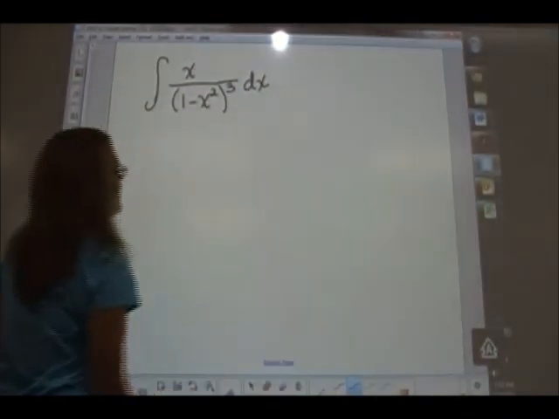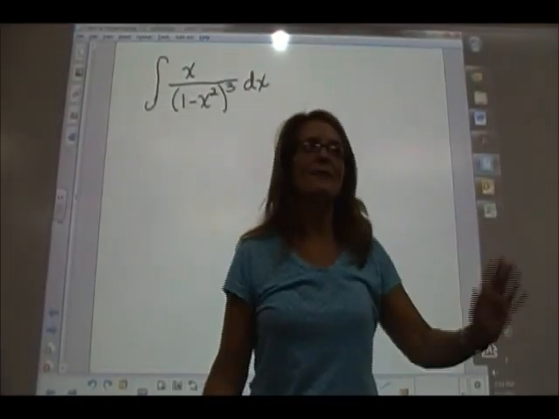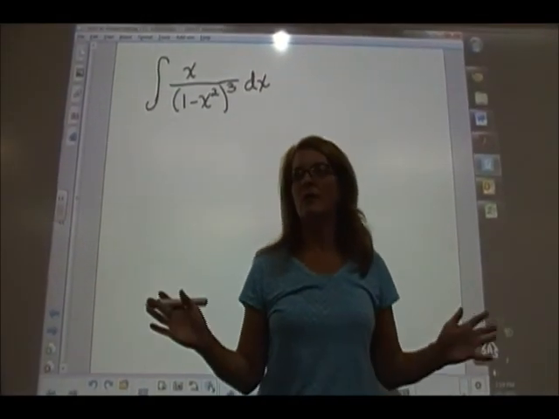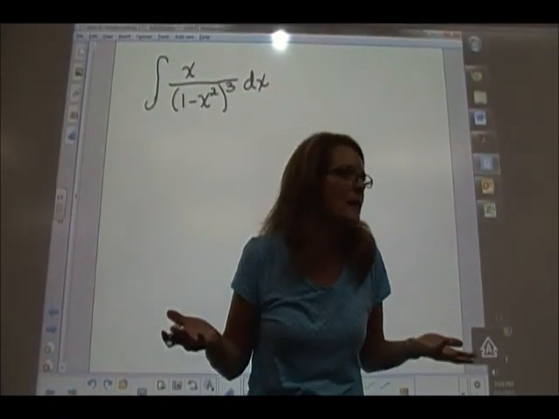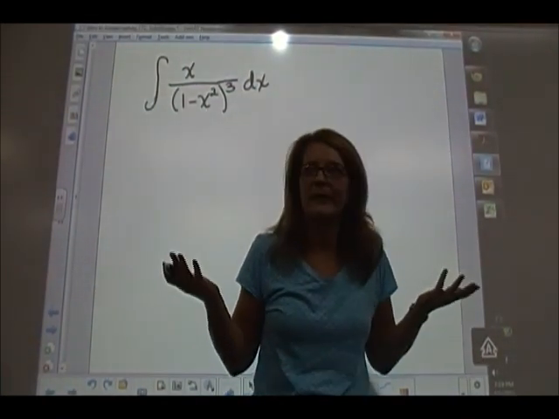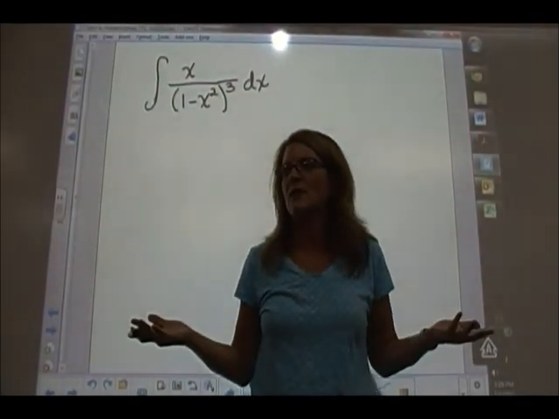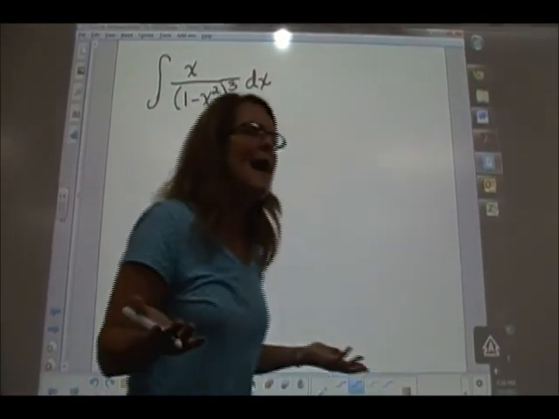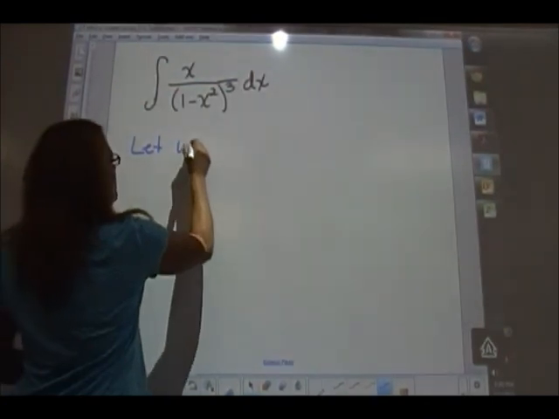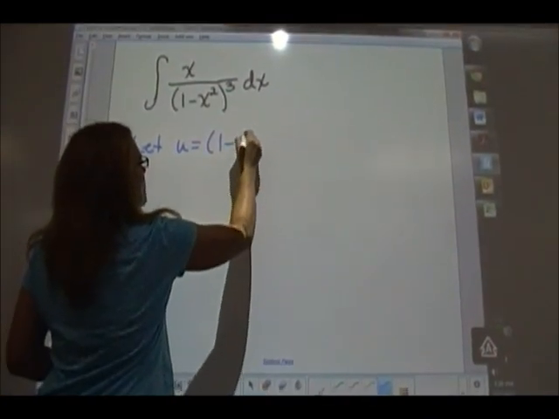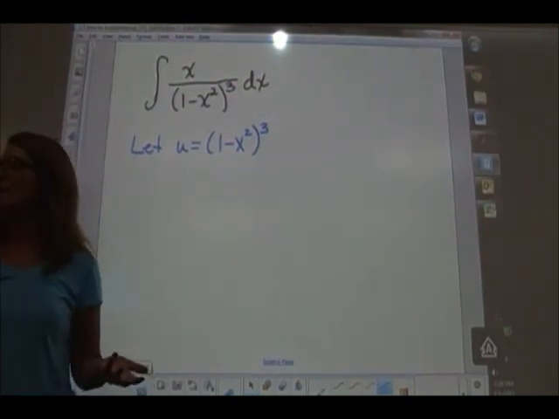So, rule of thumb, you're never going to let u be x. Never, never, never. Because if you let u be x, then substitution is not going to work in the first place. You're just substituting variables. You're never going to do that. So the only other thing that you might let u be in this case would maybe, let's let u be 1 minus x squared to the third power, the entire denominator. Let's just try that and see what happens.